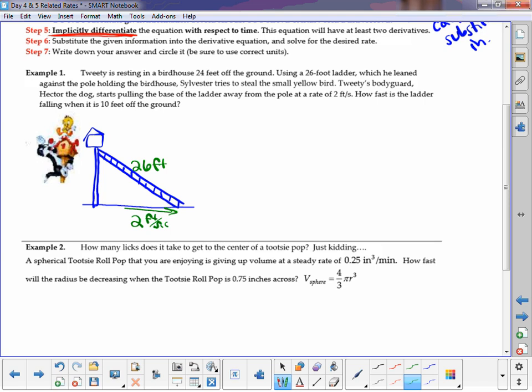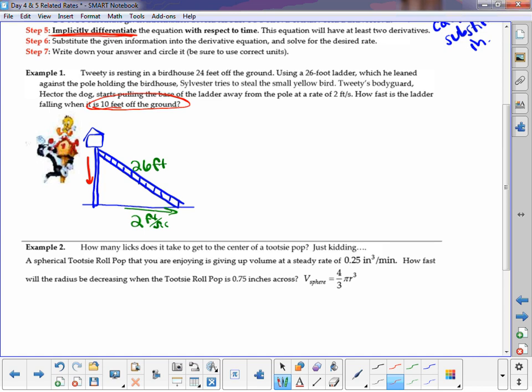And then they ask how fast is the ladder falling when it is 10 feet off the ground. So I know that this height is also going to be going down, and that's what we're trying to find. We're trying to find this right here. They're asking specifically how fast it is falling when it is 10 feet off the ground. So we're taking a snapshot in time. The moment that it's 10 feet off the ground, what is the rate at which it's falling?